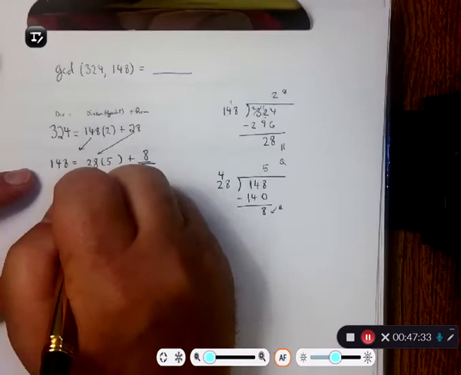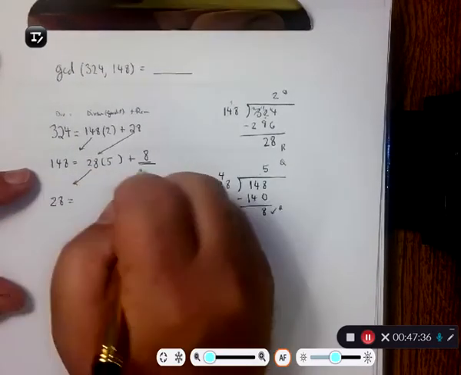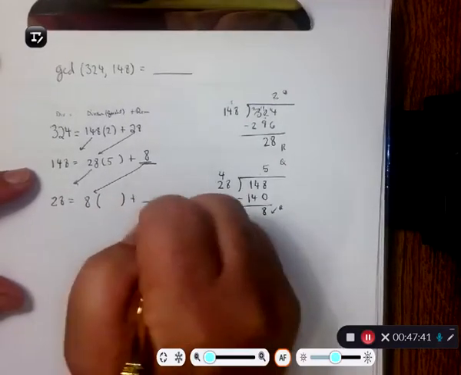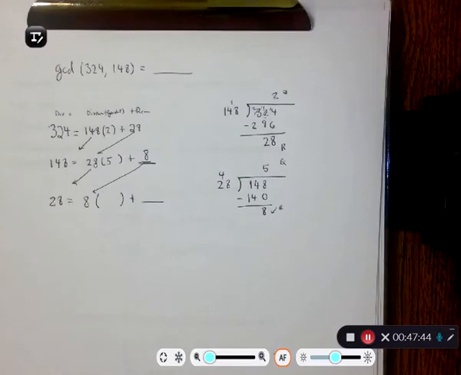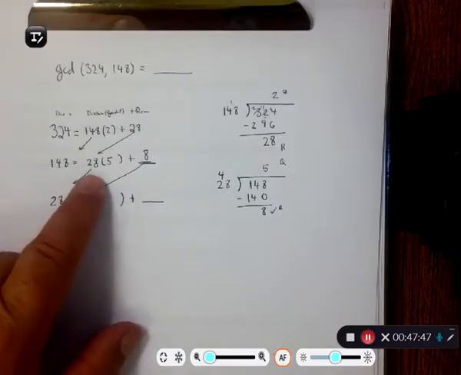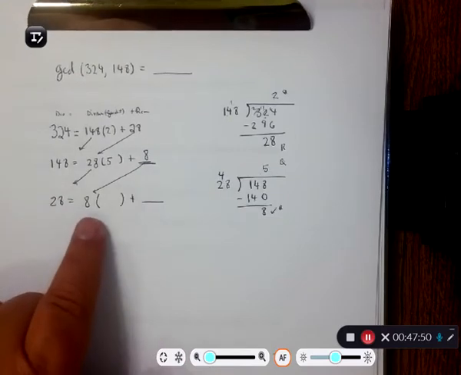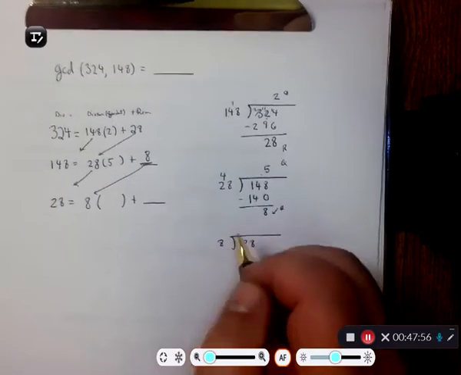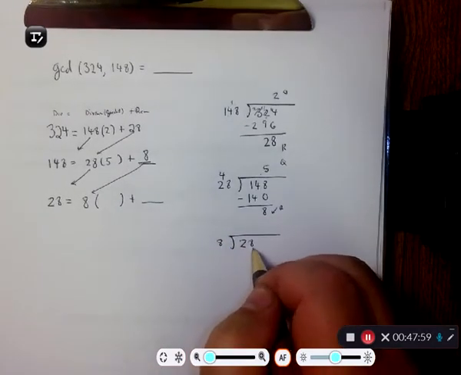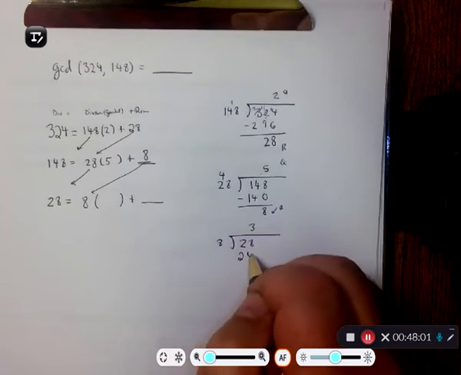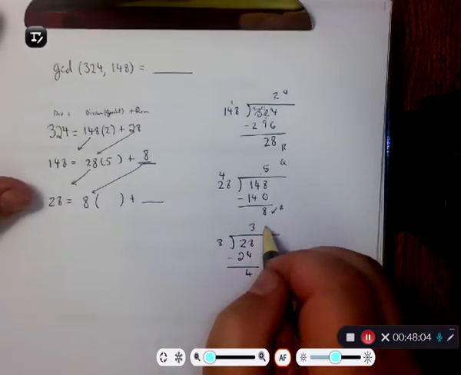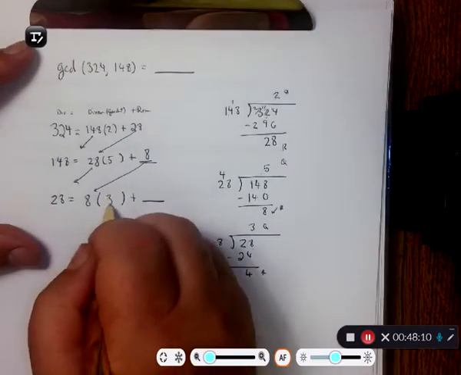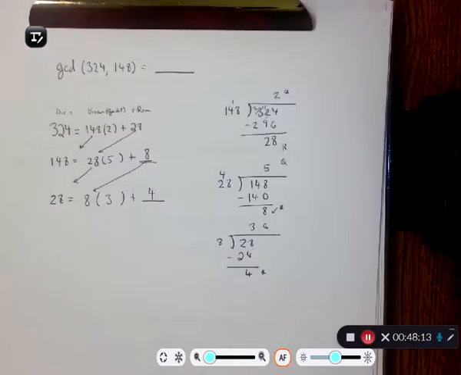And I shift again. 28 is equal to, now bring in your remainder, 8 times what plus what. So now your dividend is 28 from the last step, and your remainder becomes your divisor. So again, long division here, in case you didn't know it. 28 divided by 8. 8 goes into 28. Let's see here, I believe 3 times 8 is 24. Subtract, remainder of 4. So again, your quotient is going to be 3, and your remainder is 4. So 28 is equal to 8 times 3 plus 4. Shift.